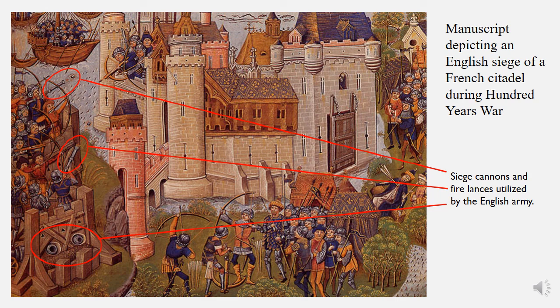On this slide, you can see a manuscript depicting an English siege of a French citadel during the Hundred Years' War. Not only are the crossbows and longbows present in this manuscript, but so too are English fire lances and siege cannons.